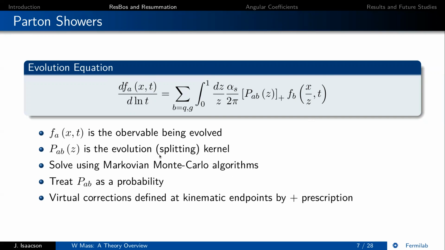This is typically done using these Markovian Monte Carlo algorithms, where you basically treat P_AB as a probability. These virtual corrections are then defined by this plus prescription. So this is how you can capture the virtual corrections of the splitting kernels at the kinematical endpoints. So you can just turn the crank and get your parton showers through this algorithm.